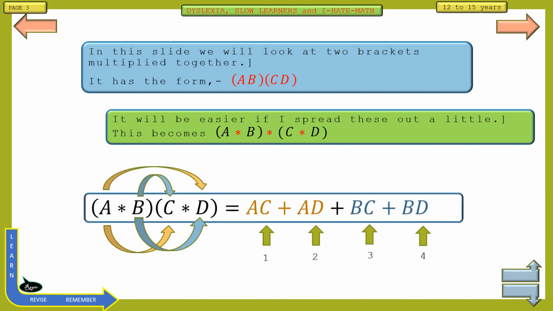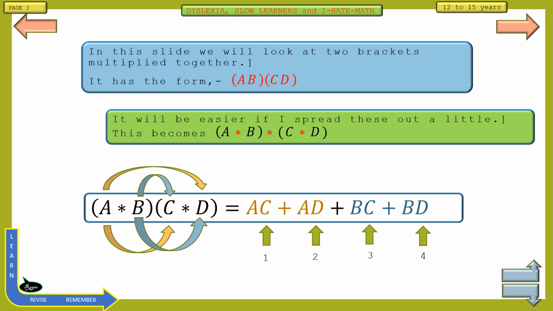Are you sitting comfortably? Then I will begin. Everything in one bracket must be multiplied by everything in the other. So I start with a in the first bracket, and we have a times c plus a times d.